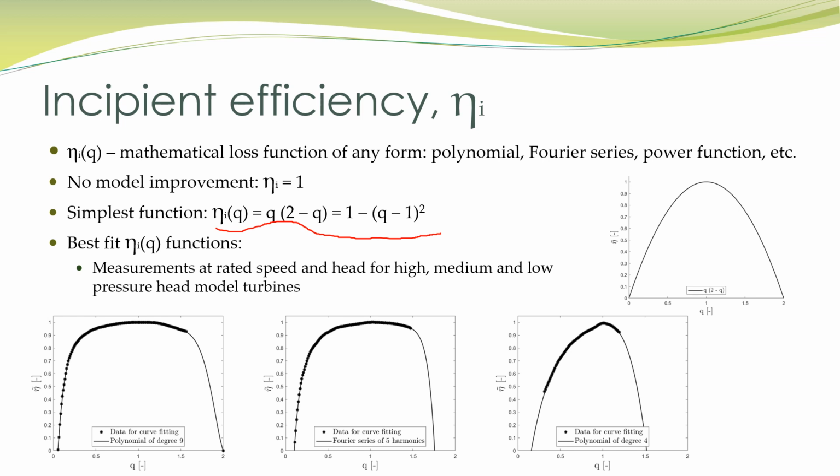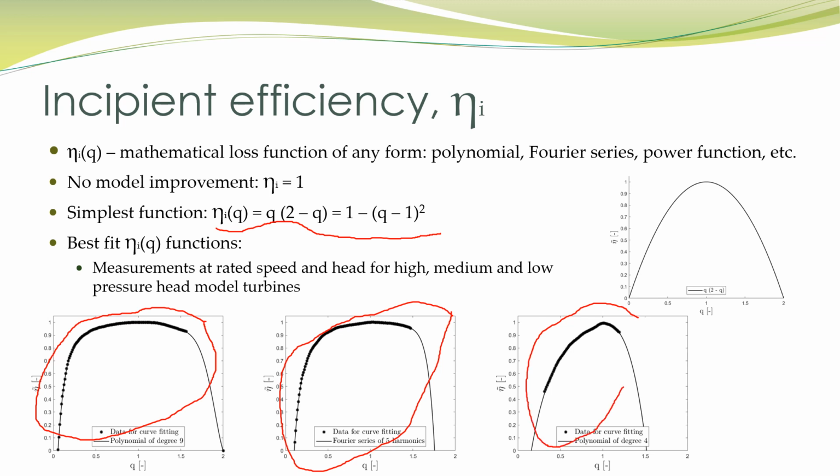But most importantly, I looked into making best fit functions to measurements. Now I accessed measurements at rated speed and rated head for one high head, one medium, and one low head turbine. And I fitted to these measurements curves. Now this one is for the high head, it's a polynomial. This is for the medium head, it's actually a Fourier series. And this one is for the low head turbine, it's also a polynomial.